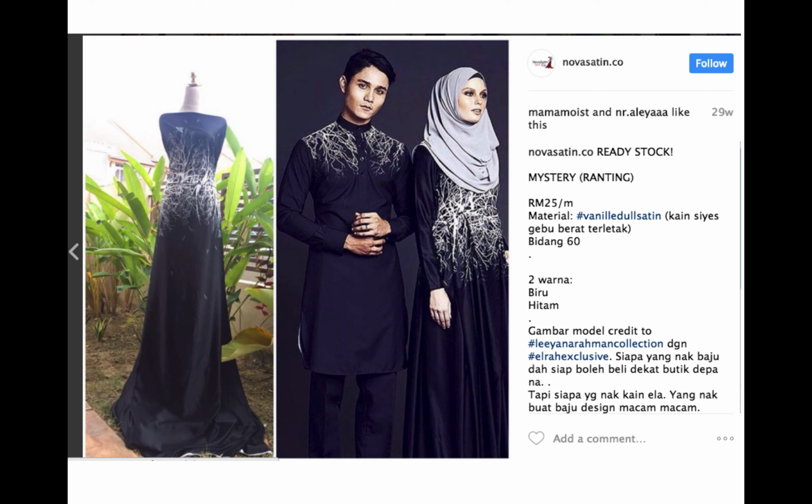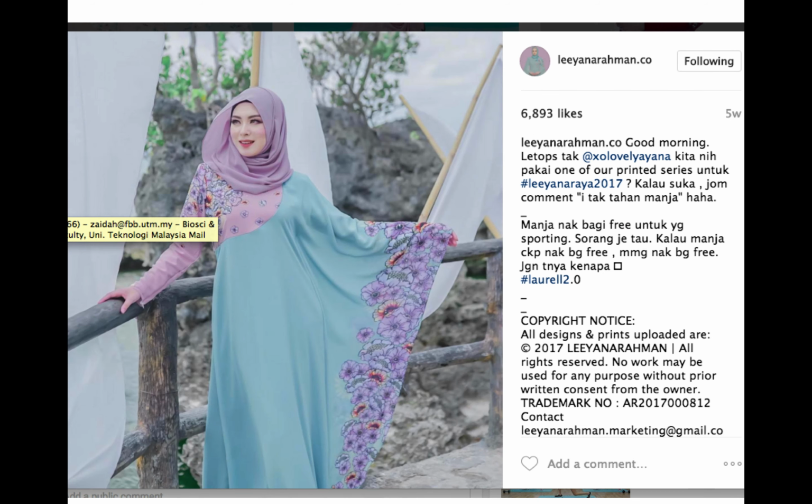So what happens, having learned the lesson, Liana Rahman, the next year, because they couldn't control this, they did register. Even though they did produce it first, because it's not registrable, they actually couldn't press a lawsuit on all these other designs. So the next year, when they come out with designs, especially for Hari Raya, this is what they do.